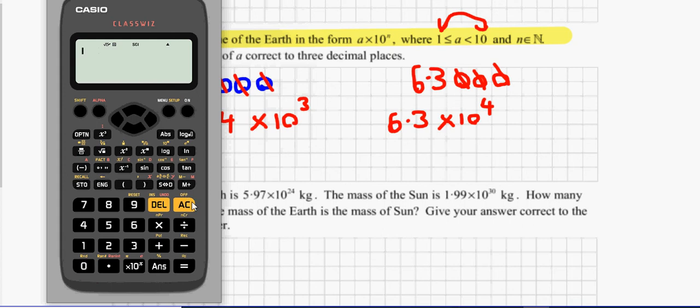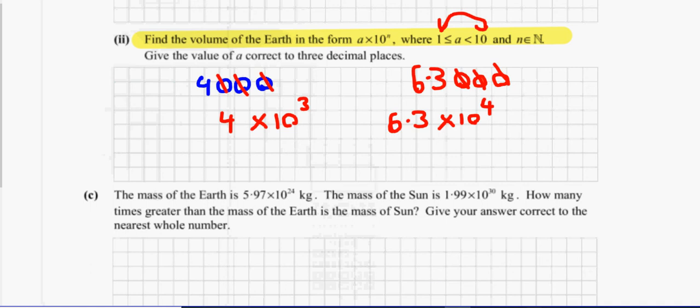Now, here's plan B. James, what happens when I enter 63,000 in here? What will happen when I press equals? 6.3 by 10 to the power of 4. Don't mind all the zeros. Everybody cool with that?